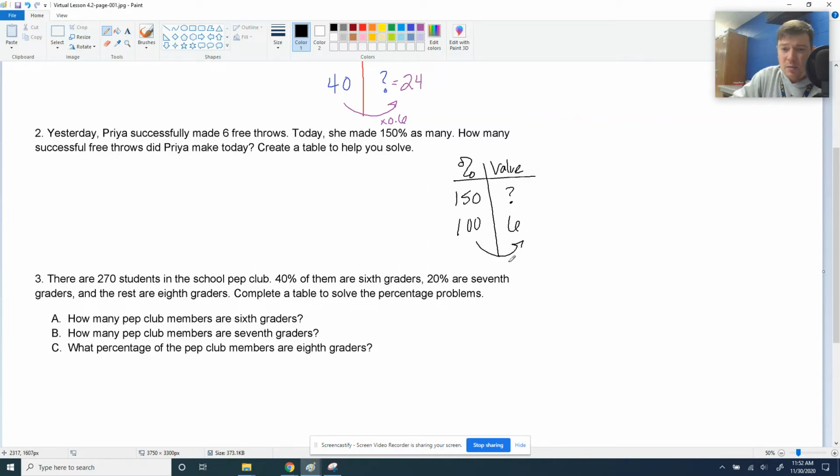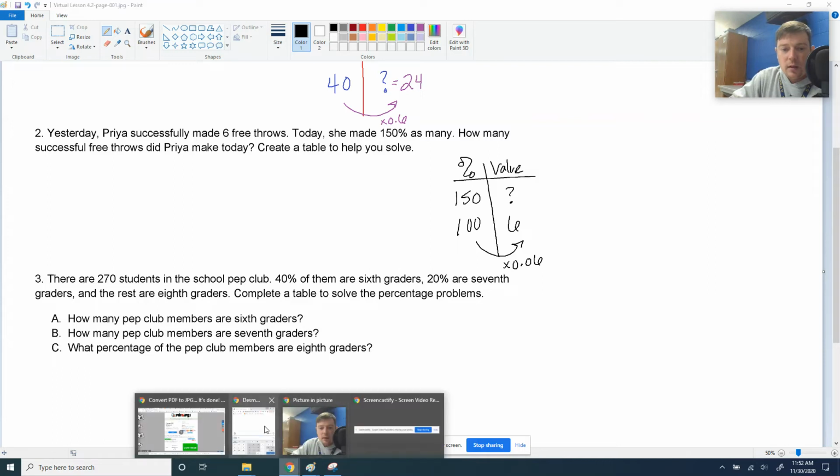Okay, you should be able to do that mentally. That is 6 hundredths, right? 6 hundredths. And so multiply 6 hundredths times 150, and it will tell you your value. So let's knock that out real quick.